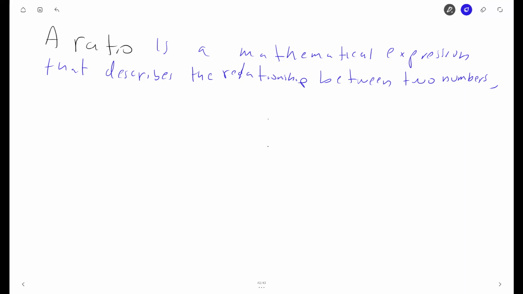A ratio is a mathematical expression that describes the relationship between two numbers. It is used to show how many times one value is contained within the other, or how one value compares to another.